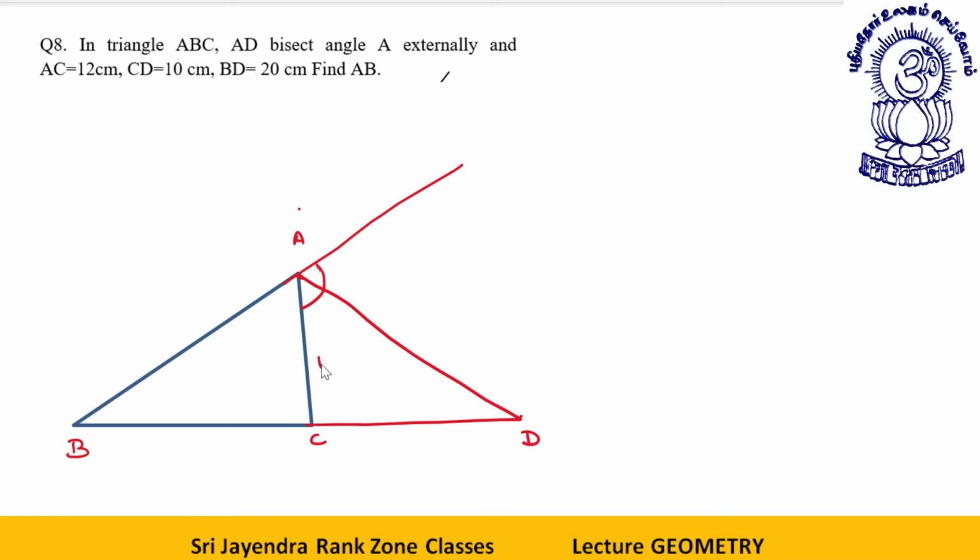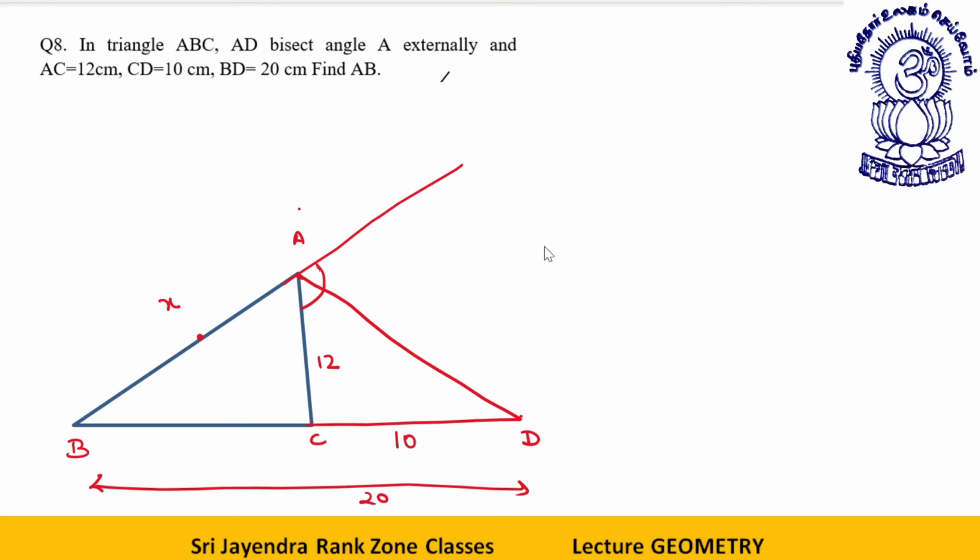AD bisects angle A externally. AC is 12. BD is equal to 20. From here to here it is 20. Yes, we do need this 20. Then we are given CD as 10. This CD is 10 centimeter. Find AB. We have to tell this AB. Let's say this is X.